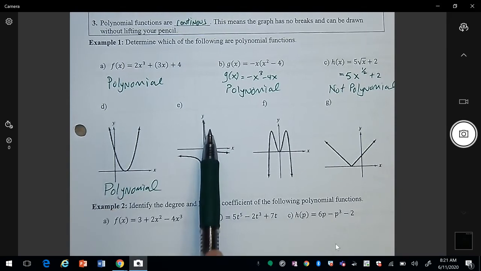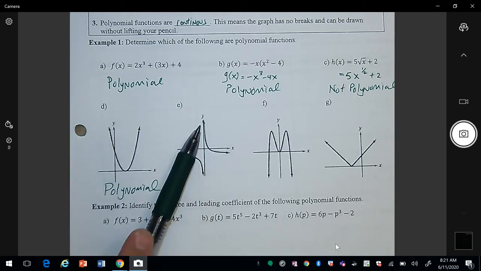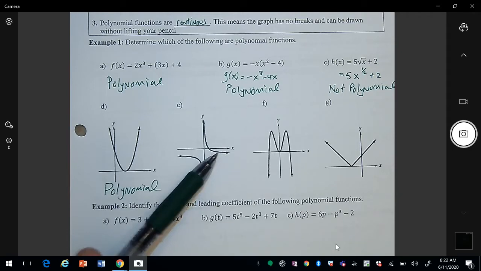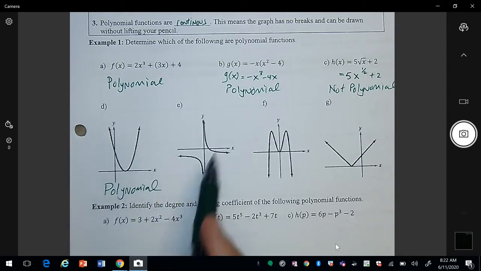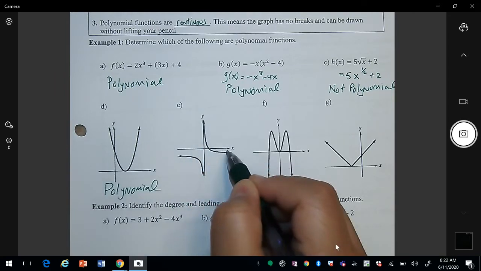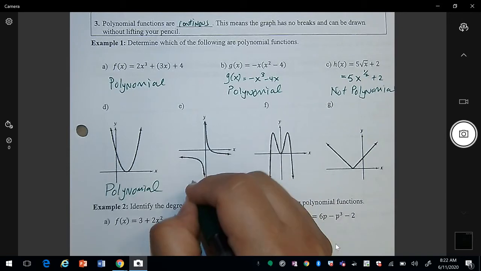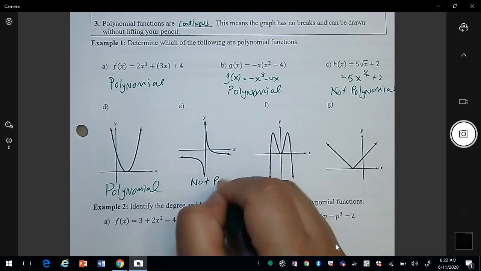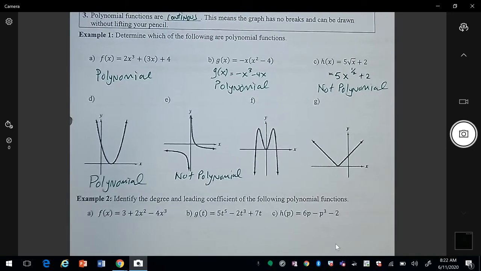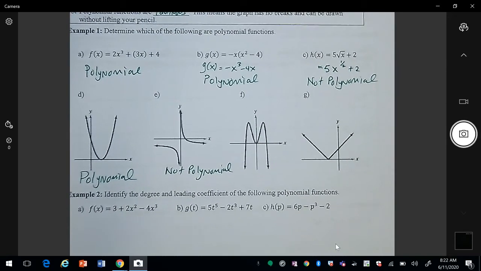And here there are no sharp corners. These are smooth curves. However, in order to draw this, I would have to lift my pencil. When I draw this part, I would have to lift my pencil and draw this part. So that makes this not a polynomial. It's still a function, just not a polynomial.